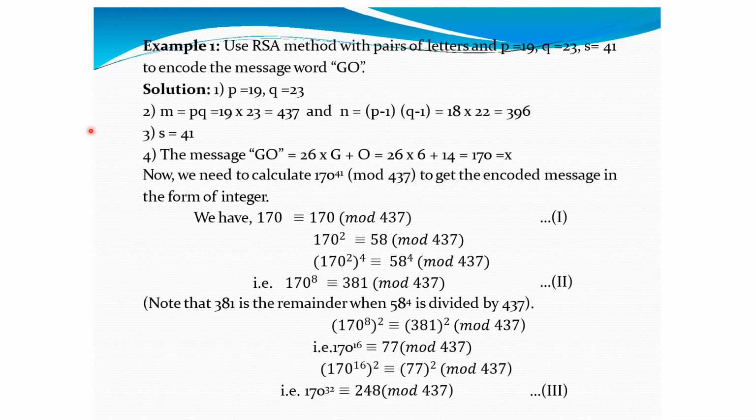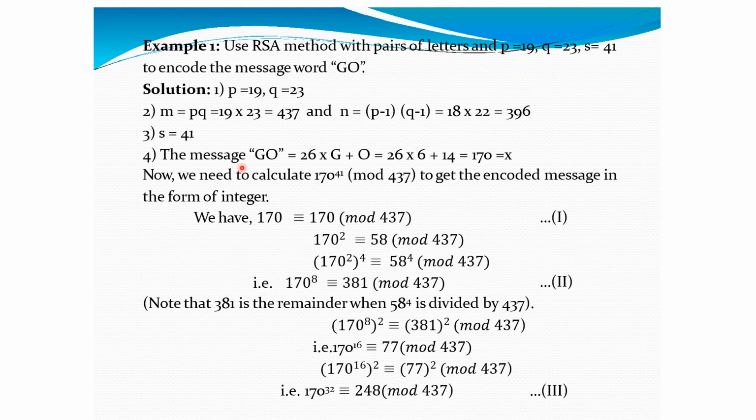Now in the second stage, we calculate M equal to PQ. So it is 19 into 23, that is 437. Then N is (P minus 1) into (Q minus 1). So again substituting, we get this answer, 396. Then in the third step, the value of S, 41, is given to us. Now the message is "go".